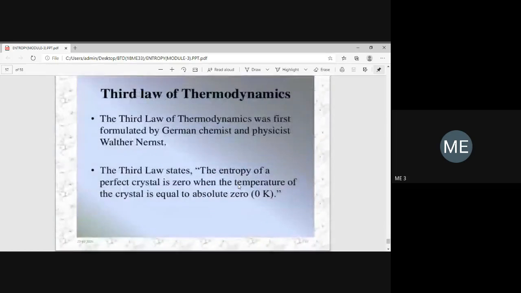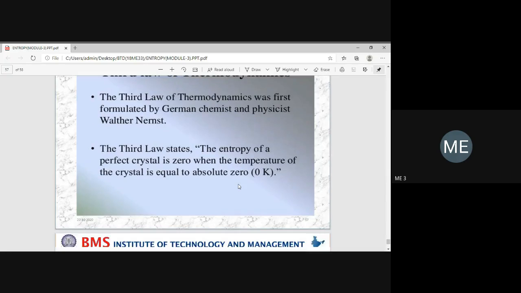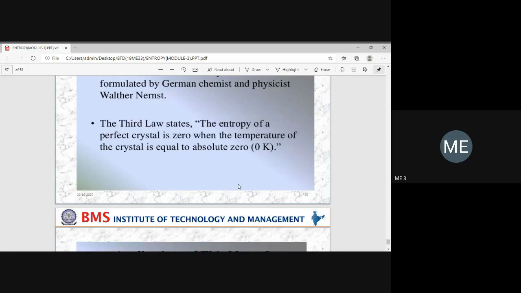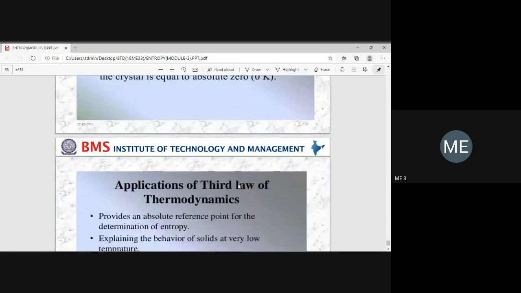Okay, so we are having a concept called the third law of thermodynamics. The third law of thermodynamics was formulated by German chemist and physicist Walter Nernst. According to the third law of thermodynamics, the entropy of a perfect crystal or perfect substance is zero when the temperature of the substance is exactly equal to absolute zero.